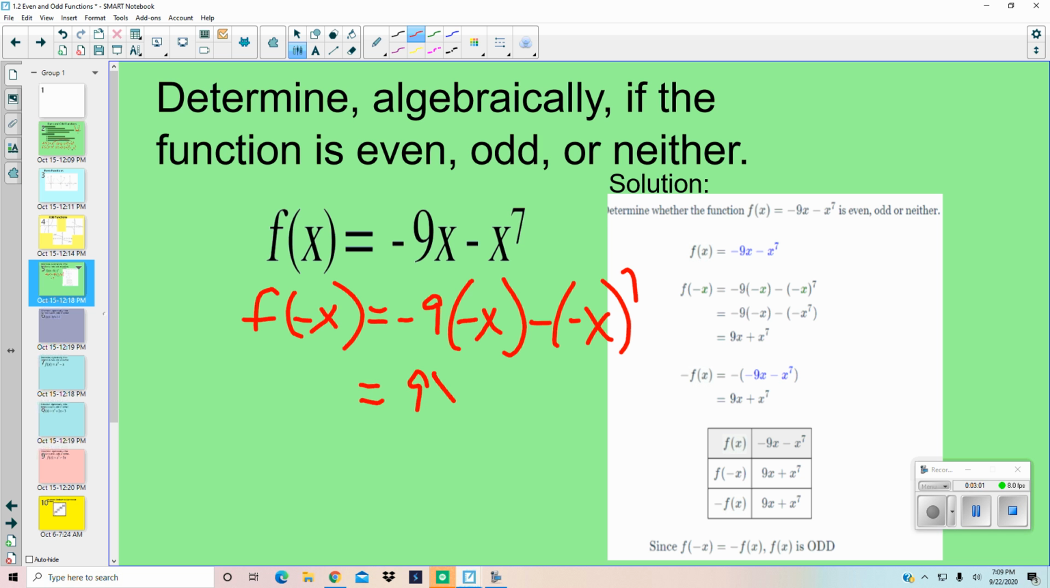So then you're going to get 9x, and you're going to get plus x to the 7th there. Well, can you see that that's actually the opposite of what I started with? Okay, so if I end up with 9x plus x to the 7th, since these two are negatives and these two are positives, what I resulted in, then I know I have an odd function. So if you get the opposite of what you started with, meaning the negative of what we started with, then it's odd. Okay, you could also have an example that's neither.